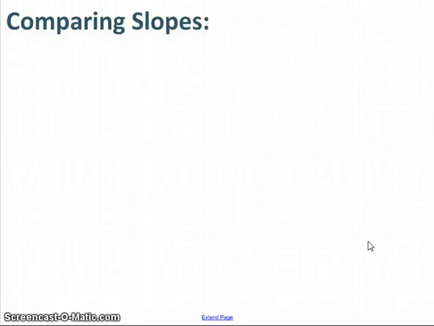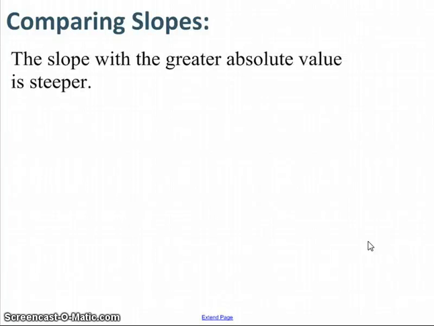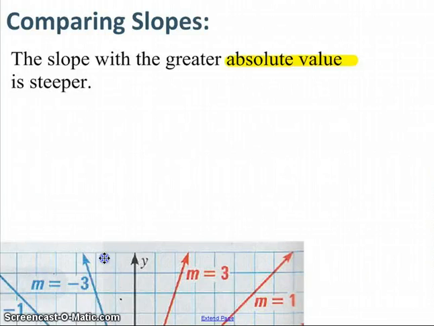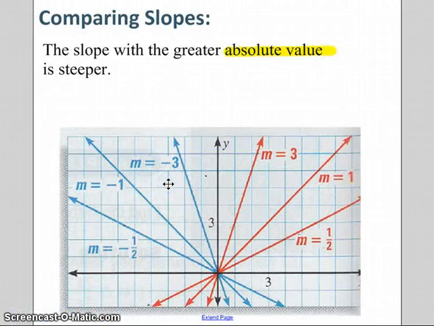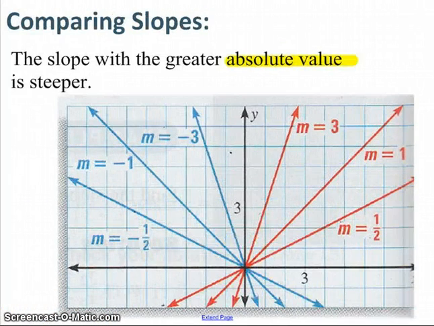Okay, now how about comparing slopes? Well, remember what the textbook says, the slope with the greater absolute value is always steeper. Highlight those words absolute value for yourself. And then look at this graph again. Whoops. There, that's back in place.